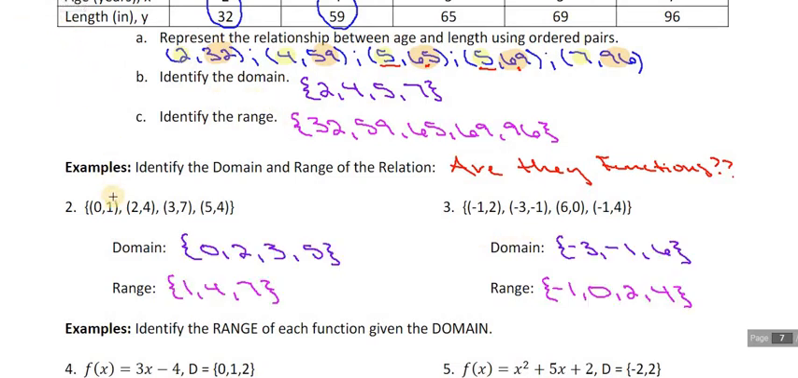All right, in looking at number 2, our domain is 0, 2, 3, 5. Our range is 1, 4, 7. Because each x is only there one time, this is a function. Every x has exactly one y.